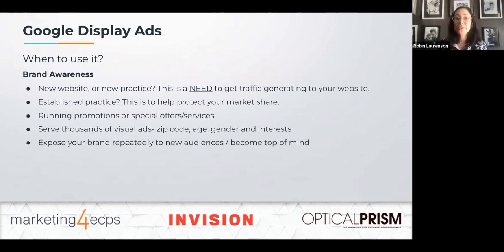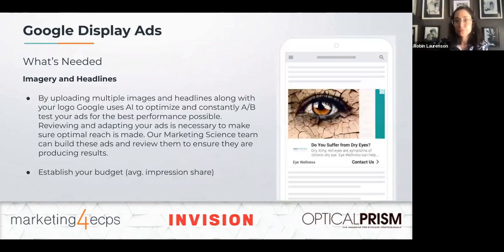So when it comes to the Google display ads, depending on the size of your community or your market, we might serve 20,000 ads, 100,000 ads. And while that might seem like a lot, when you think about it, it's 100,000 ads, 100,000 impressions, but it's about serving people many, many times so that throughout the time you become top of mind.